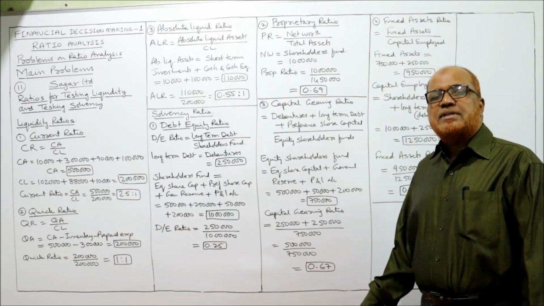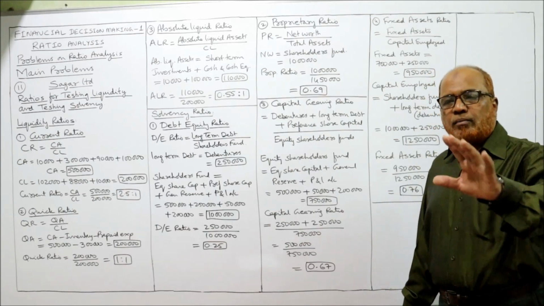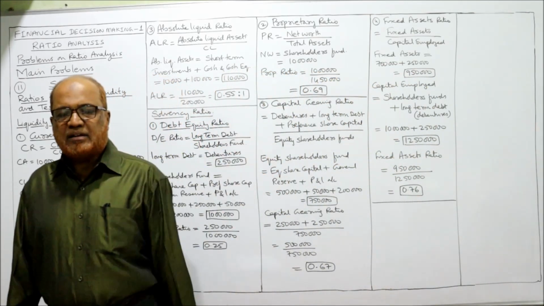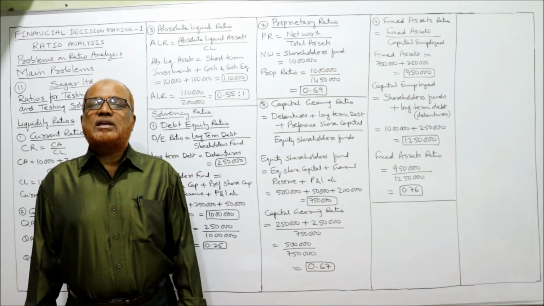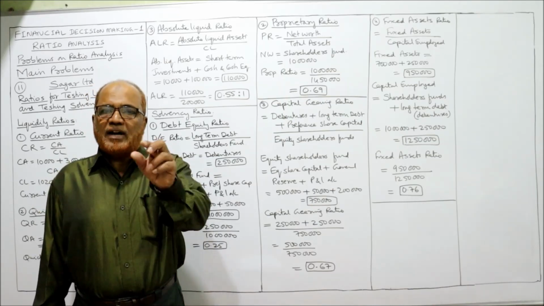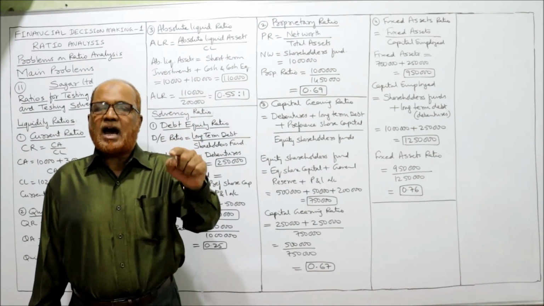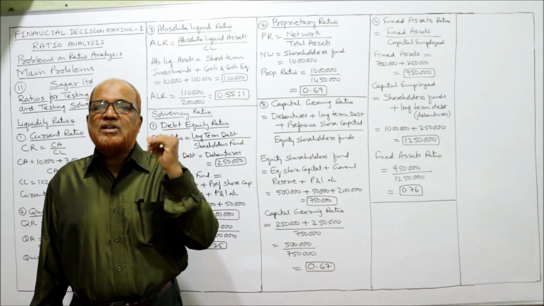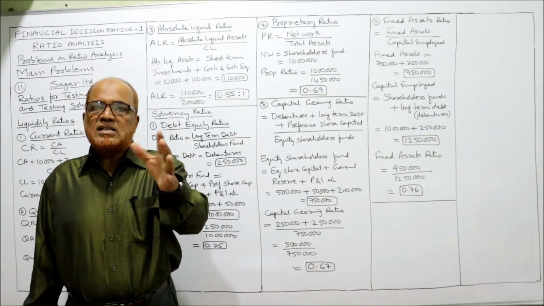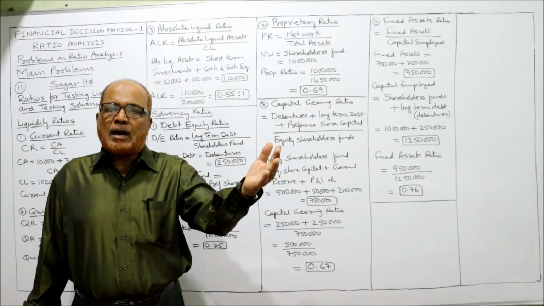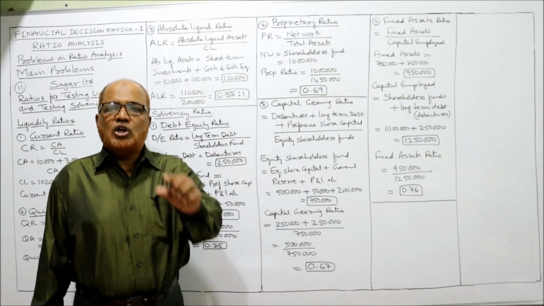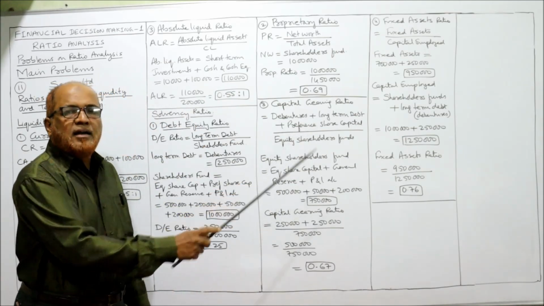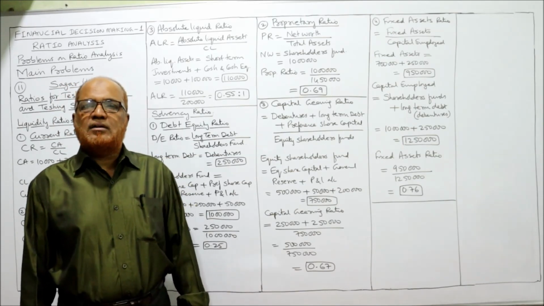The next ratio is capital gearing ratio. The formula for capital gearing ratio is funds bearing fixed interest and fixed dividend divided by equity shareholders fund. The funds bearing fixed interest and fixed dividend are debentures and preference share capital. On debentures there is fixed rate of interest. On preference share capital there is fixed rate of dividend. So numerator will take debentures and preference share capital, and denominator will take equity shareholders fund.